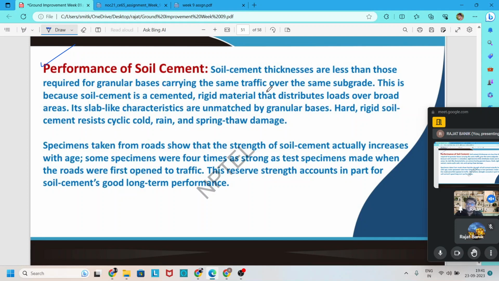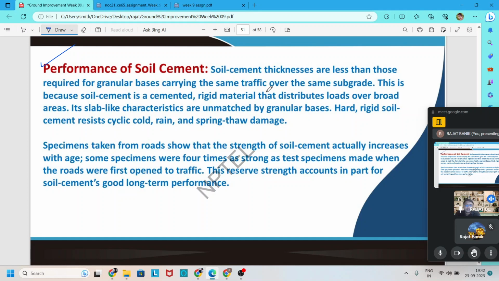This is because soil cement is a cemented rigid material that distributes loads over a broad area. This means we know that granular material is not a rigid material. We can say there is no cohesion between the granular material.